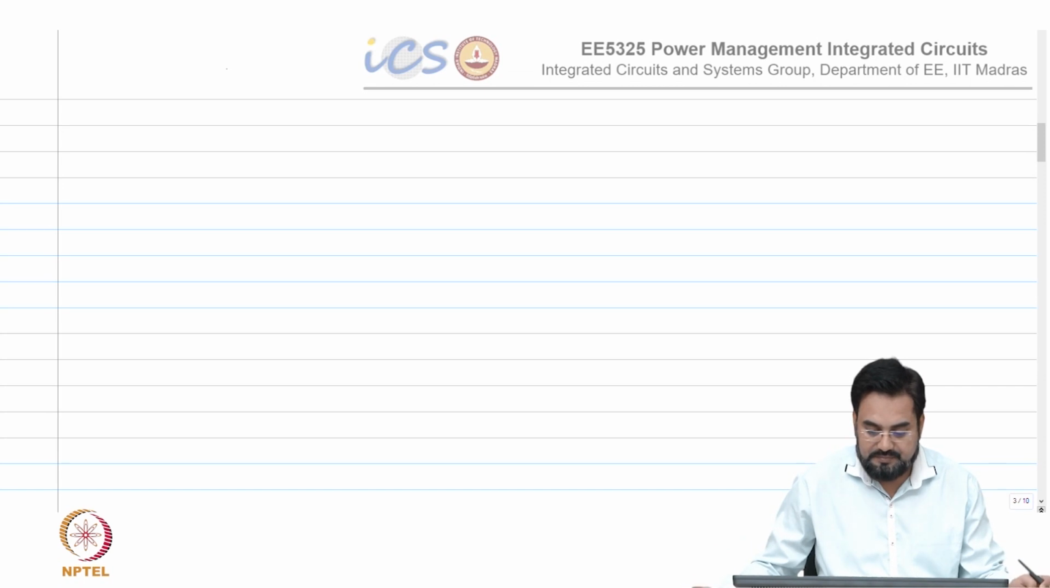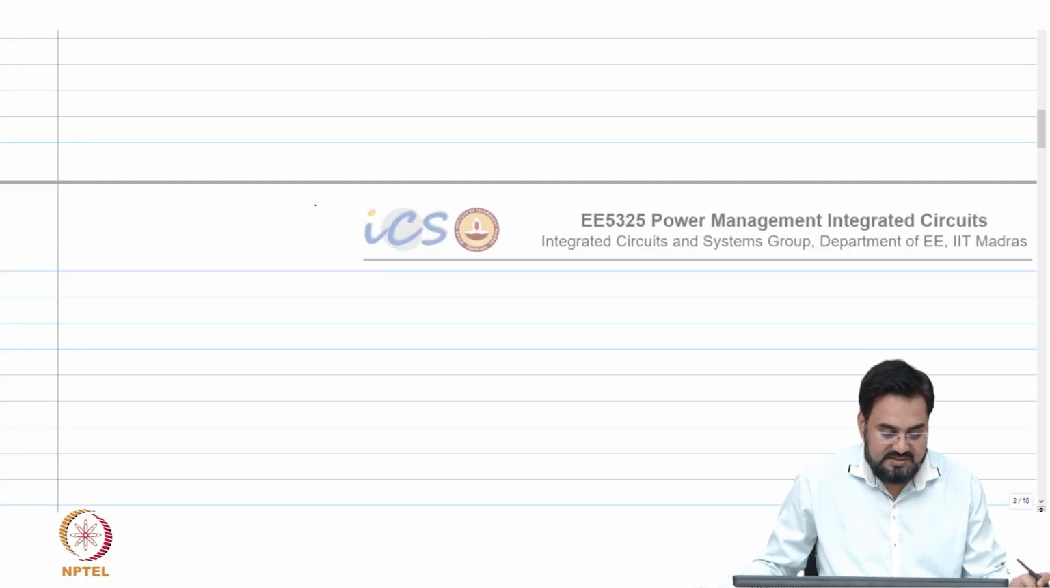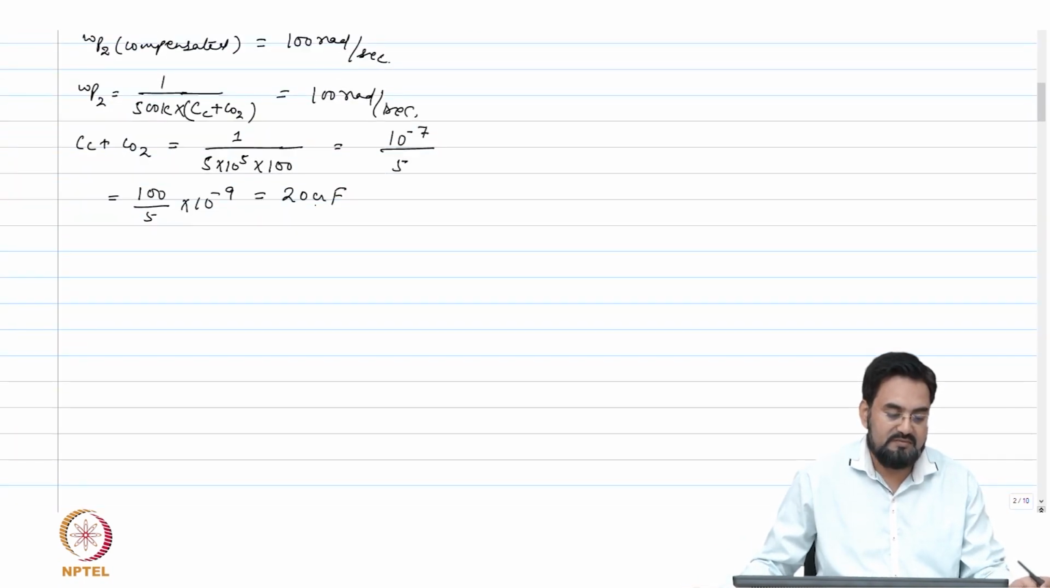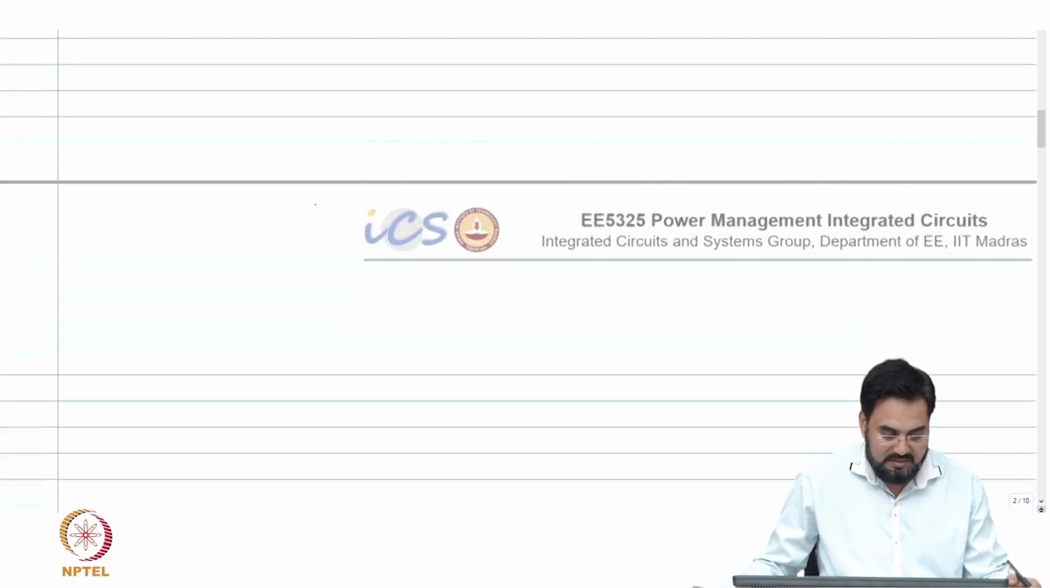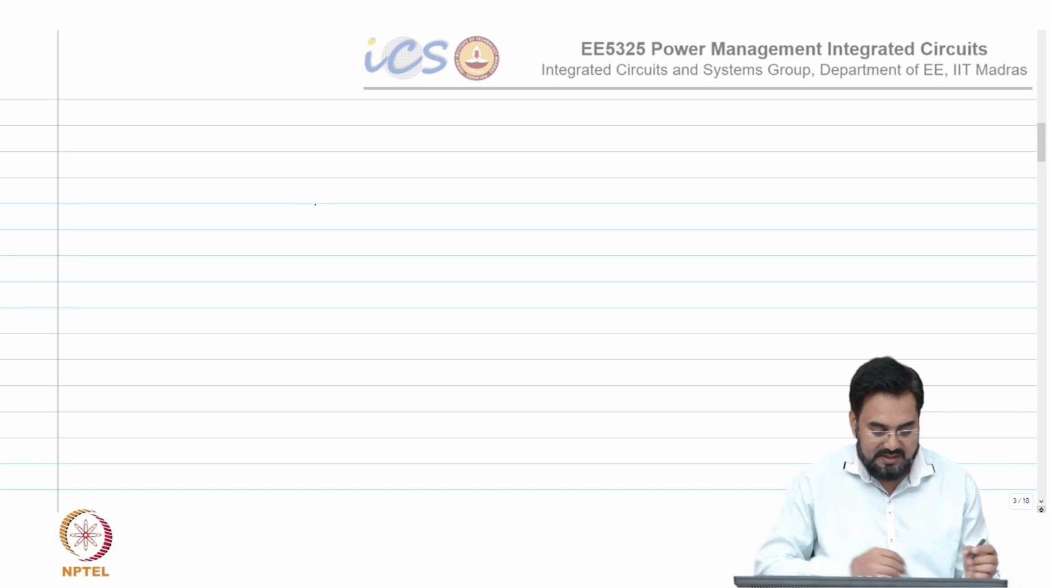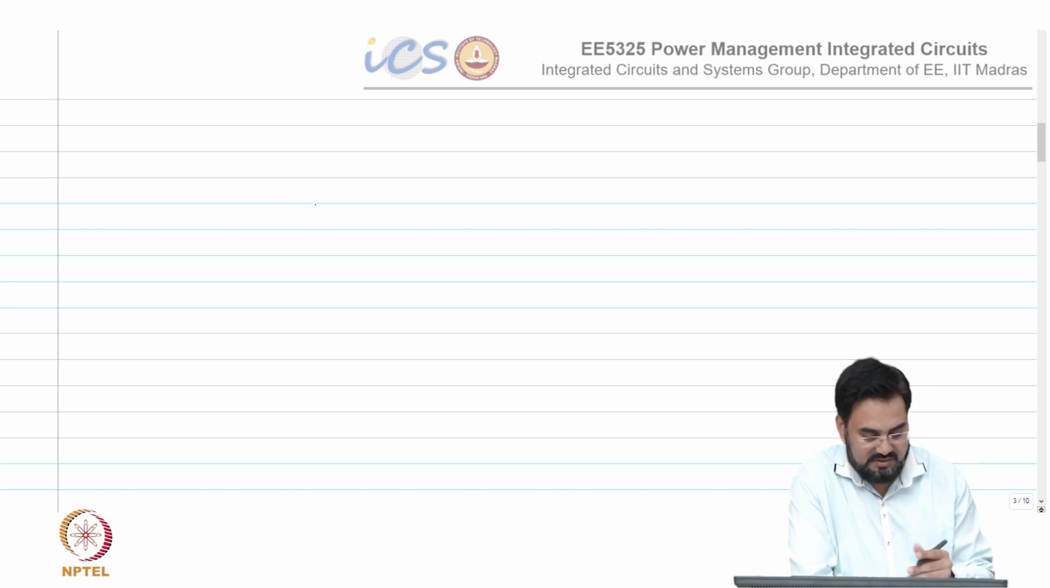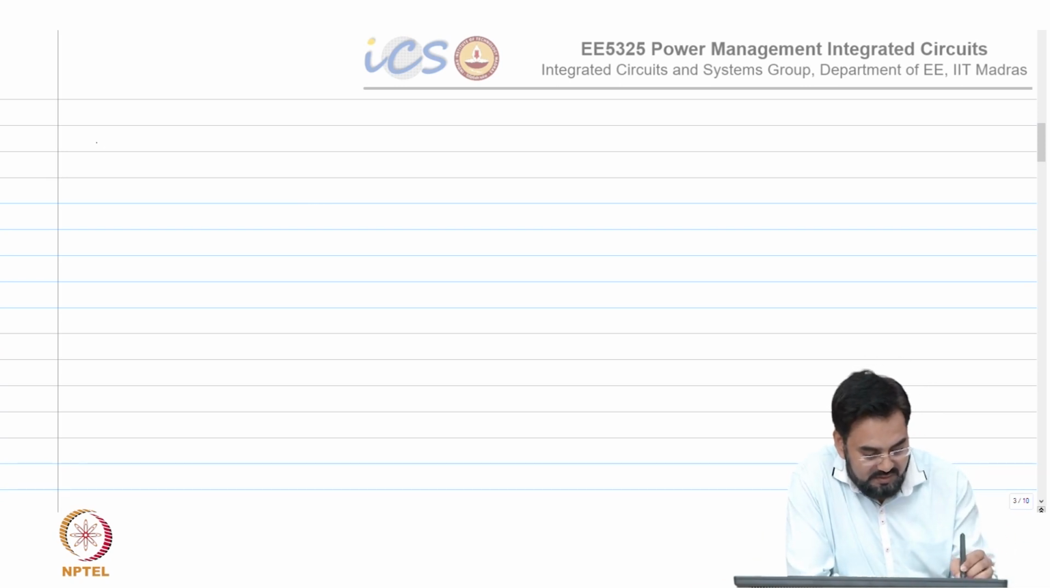Okay, so in the previous lecture we looked at how you find the value of your compensation cap for dominant pole compensation. We'll continue with that, and we'll just consider one more example.